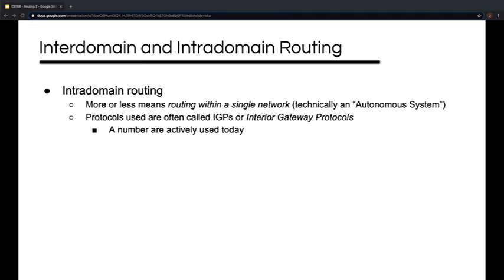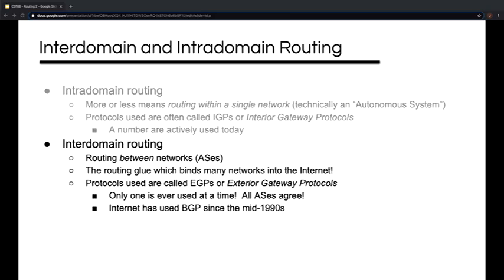And a number of these are actively used today. There are some based on distance vector, as we've been talking about. There's some based on another type of protocol called link state, which we'll talk about next week. And then interdomain routing, it's routing between networks. It's routing between these autonomous systems. This routing is sort of like the glue that binds all these separate networks into the internet.